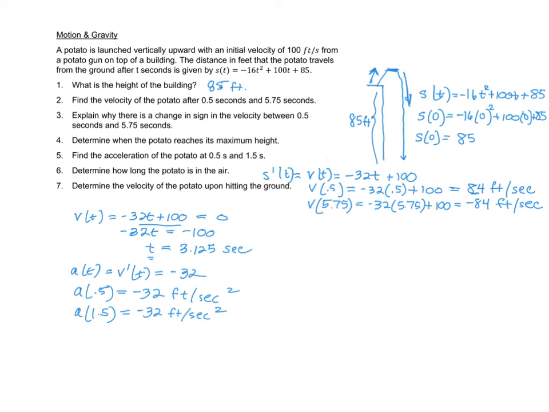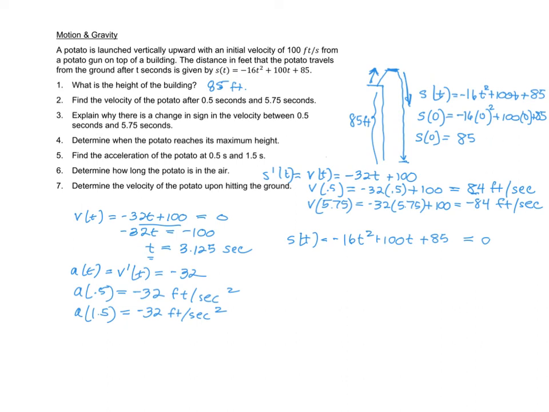Now we want to determine how long the potato is in the air. So what do we know? How can we determine how long the potato is in the air? What do we know about it when it hits the ground? Well, the one thing we can be sure of is that when it hits the ground, the position is going to be 0, right? So if we set the position equal to 0 and solve for t, we can find out when the potato is going to hit the ground.